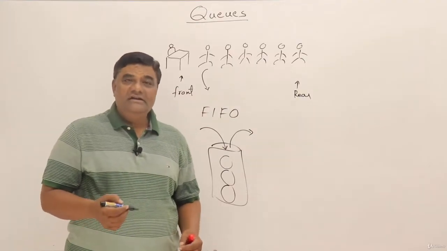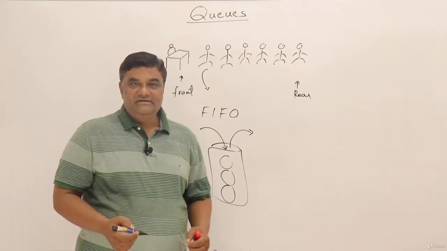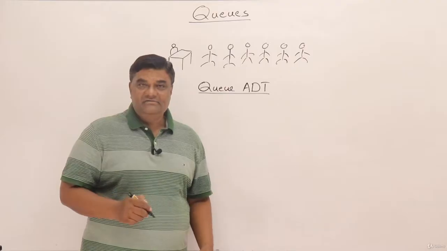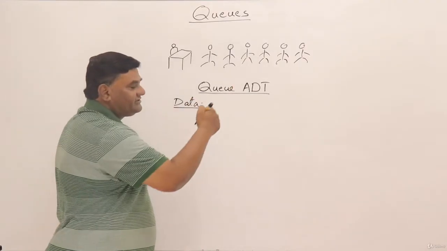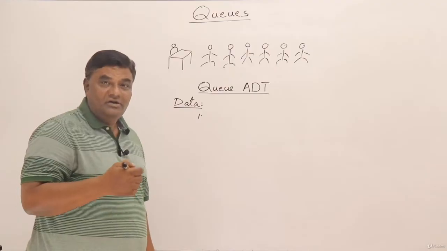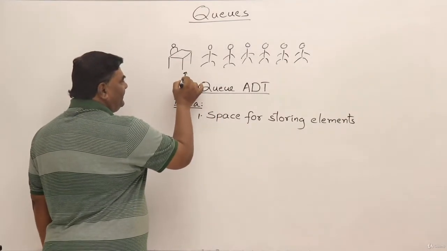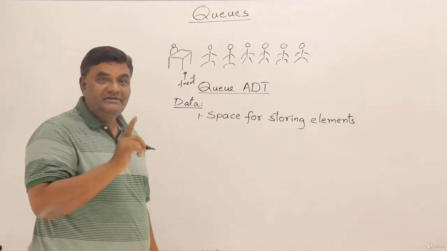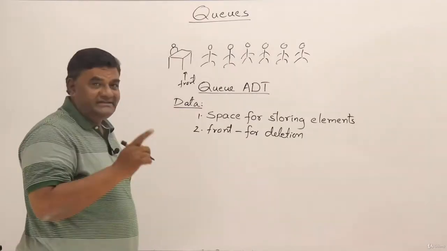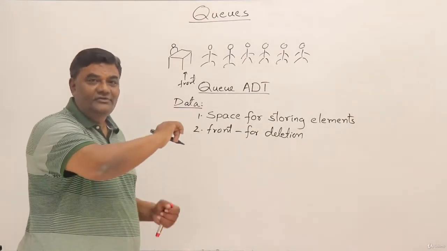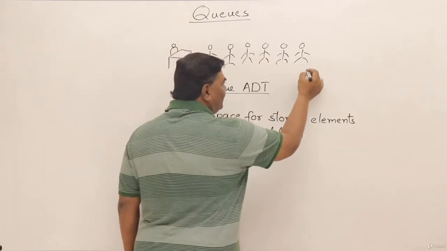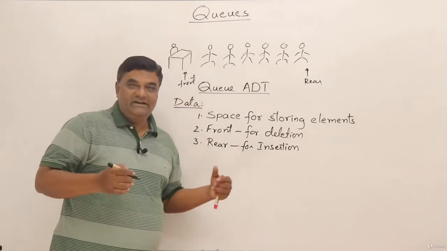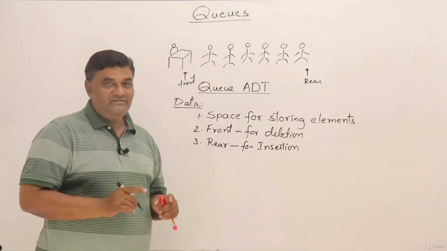So let us look at the ADT of a queue, the abstract data type of a queue. First of all, we will look at data. First, we need space for storing elements or objects. Next, we need a front pointer that is useful for deleting elements. It may be pointing upon or before the first element, but it is used for deletion of elements. The next thing we need is a rear pointer that is used for inserting an element. It may be pointing upon the last element or after the last element, but it is used for insertion. So this is the data that we need: space, front pointer and rear pointer.